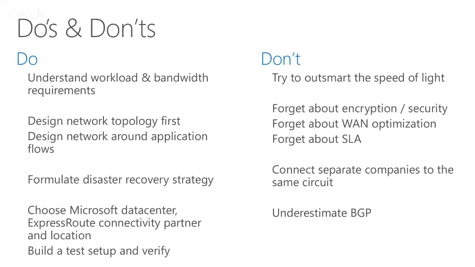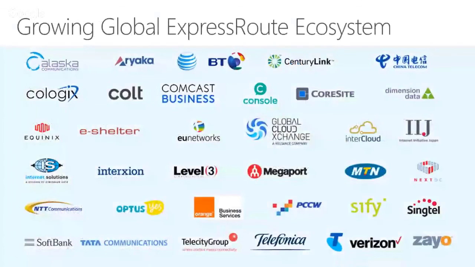Don't forget about encryption and security. Like I said, encrypted in transit, it's not by default, but you can do so. Don't forget about WAN optimization, and think about your SLA. So who is responsible for which part? Do you look at Microsoft or do you look at your provider? Very important. Don't connect multiple companies to the same circuit, except if this is what you want, of course. And don't underestimate BGP. Most made mistake, it's like BGP is easy, it's not. Right? So these are my do's and don'ts to do ExpressRoute partners.